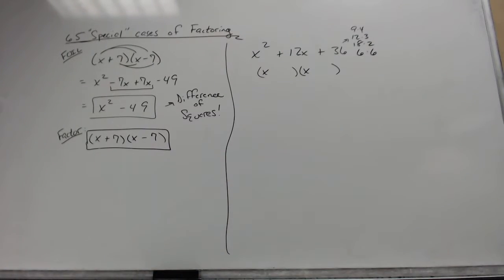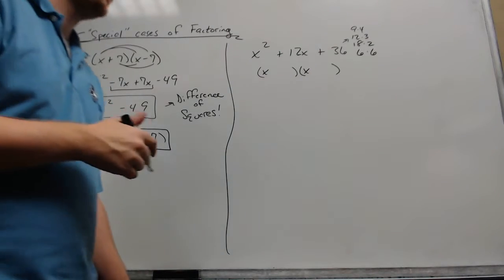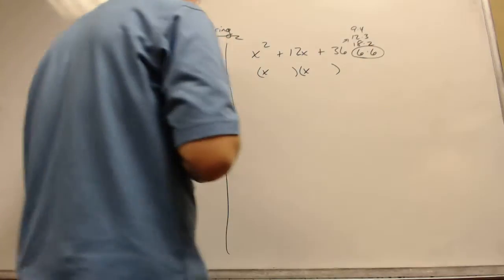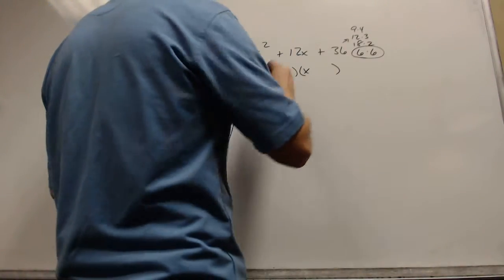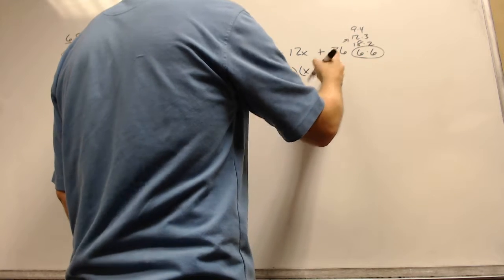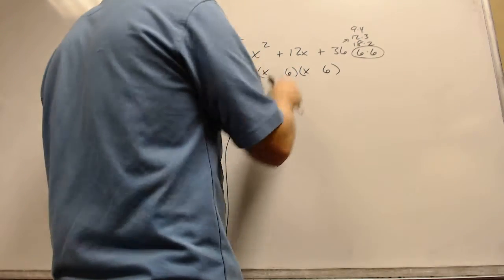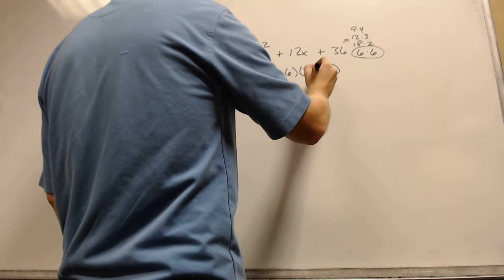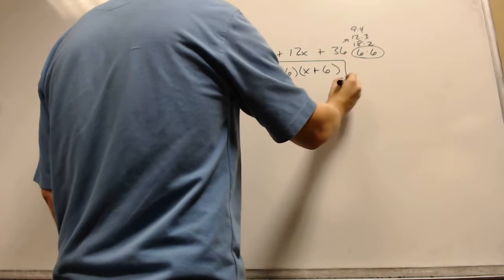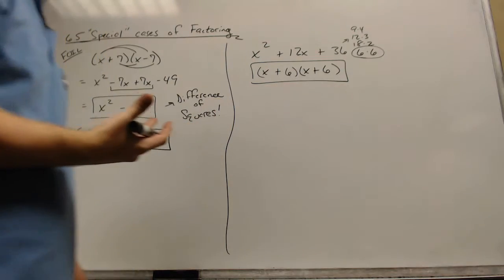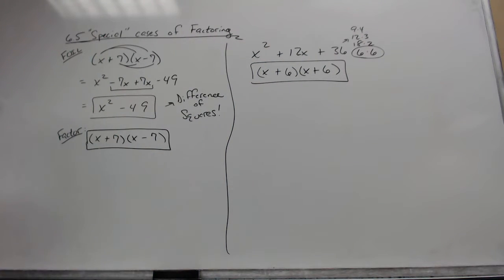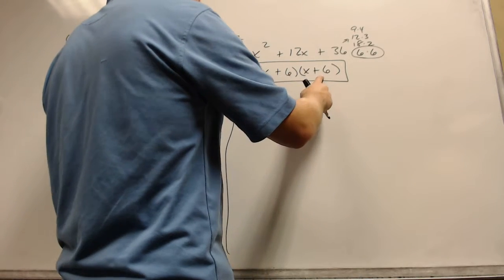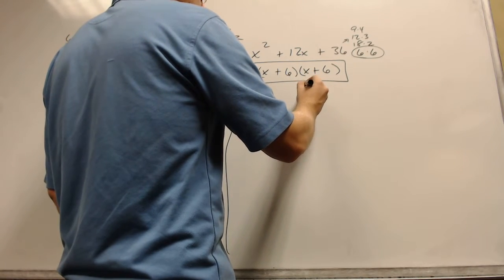Well, which of those pairs can help me add up to 12? 6 and 6. It just happens that these are identical pairs as well. So 6 times 6 is 36. But now, if I want this middle term to be a positive 12, positive and positive, I need positive and positive. So there's nothing really special about this. You would approach it the exact same way as section 6.3. You just end up with two identical factors, which you could write a little more concisely.